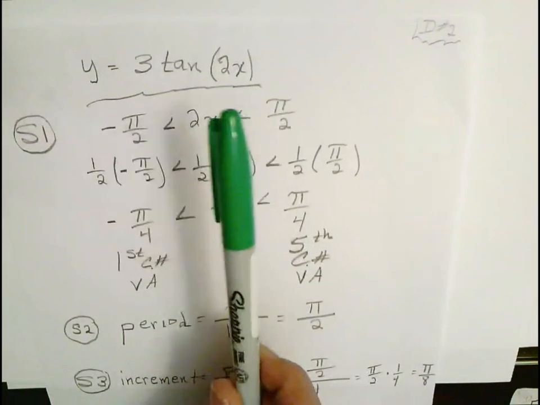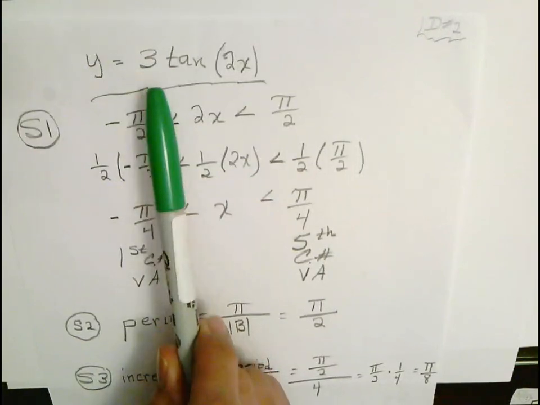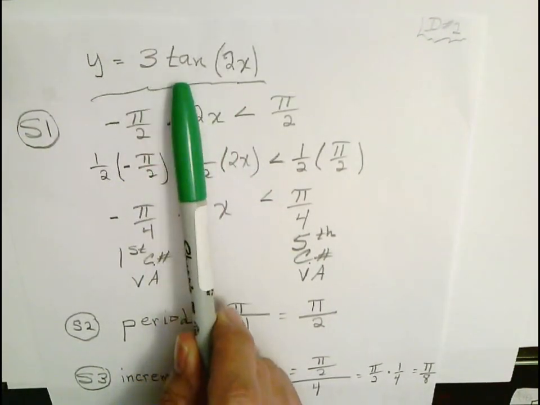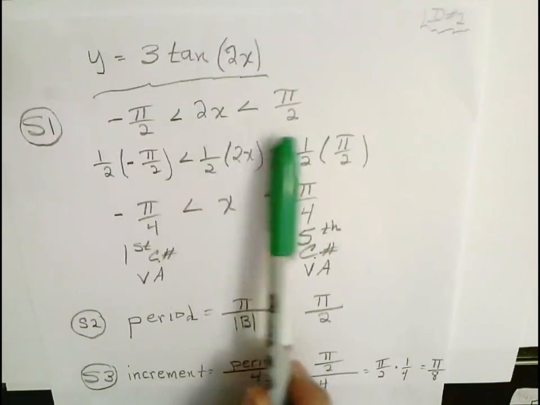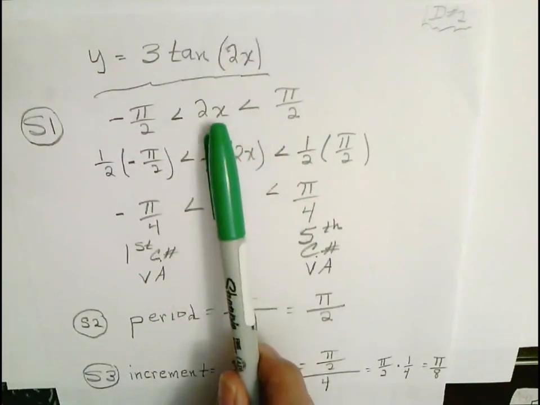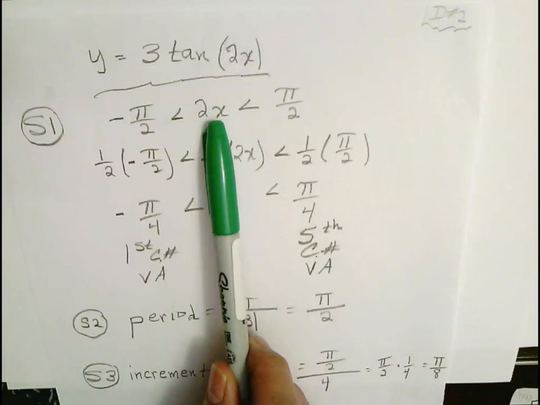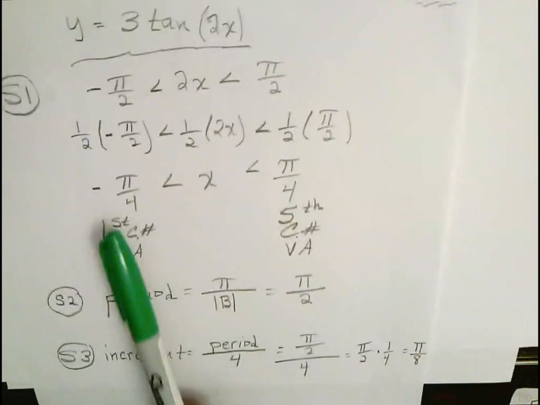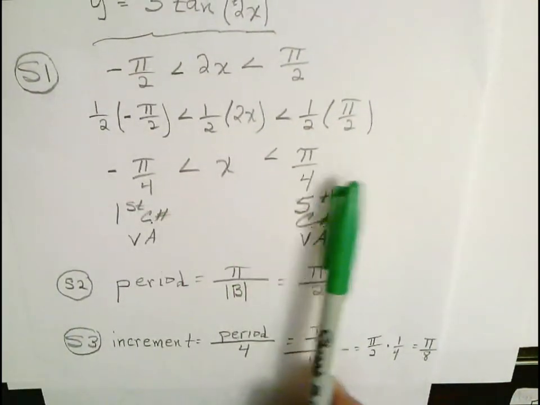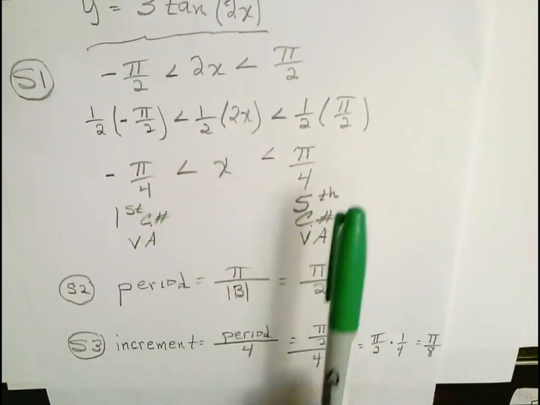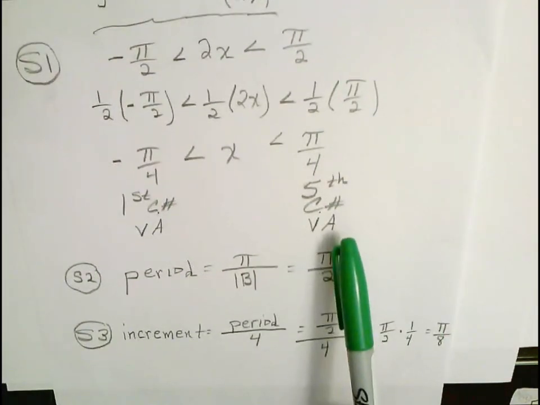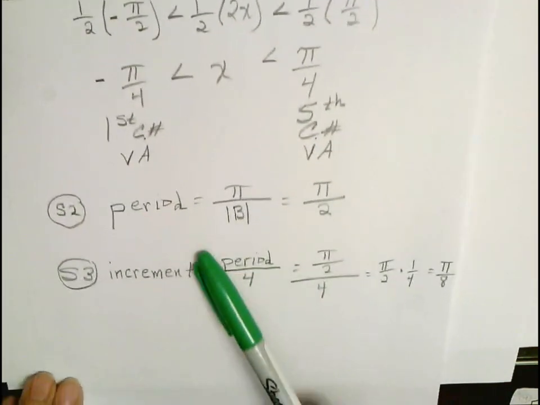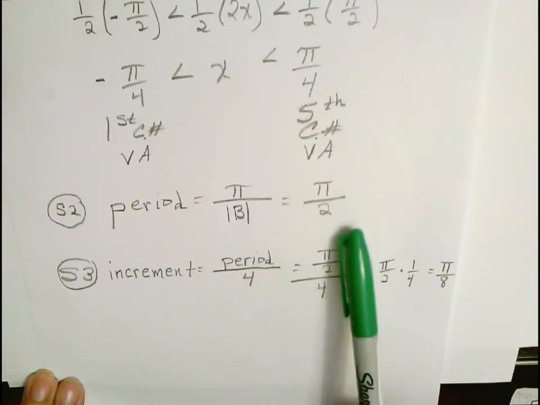Now, the second day, we changed the b from 1 to another number. So here we have y equals 3 times tan of 2x. We put the 2x between the two endpoints. Some of you forgot that you have to have a 1x in the middle. So we had to divide by 2, which is the same thing as multiplying by half. When we did that, we got negative pi over 4 for one vertical asymptote and pi over 4 for a second consecutive vertical asymptote. Here we have our period, which is pi divided by the b.